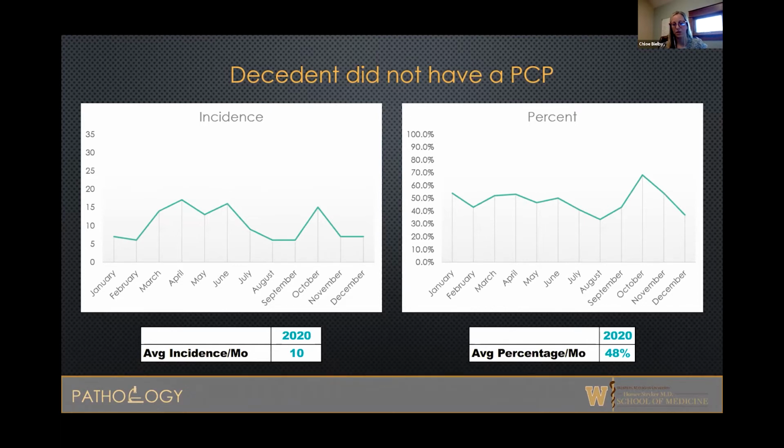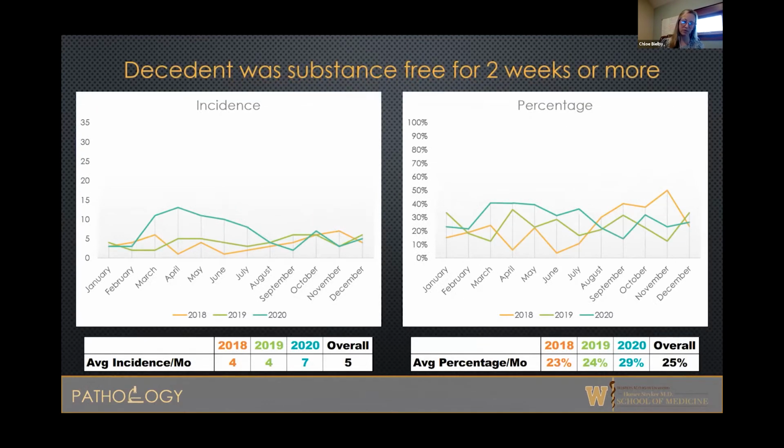I think that just lends to not prescribing opioids as much. Finally, the biggest factor that I found influencing the increased risk of overdose in 2020 was not using substances for 2 or more weeks, being substance free for 2 or more weeks. So we can see on the left, the incidence graph, there is a huge bubble increase of overdoses from March to June, where there was an average of 4 people every month in 2018 and 19 that were substance free before their fatal overdose. And in 2020, that number is up to 7.